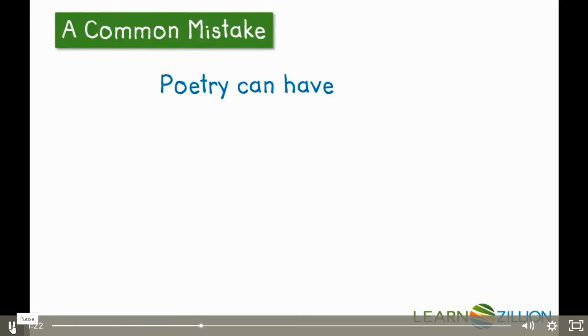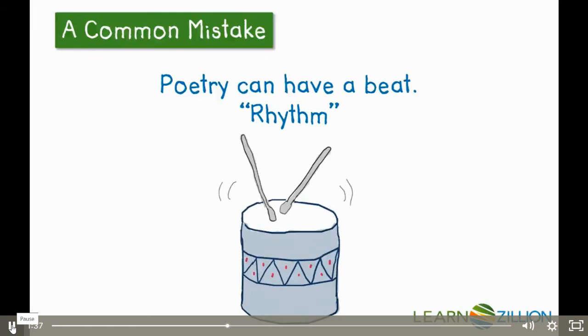Another common mistake is reading a poem just like you would read a newspaper article. You can't, though. Poetry, especially rhyming poetry, can have a beat. This beat is known as rhythm. Just like songs use drums to help keep the beat of the music, rhyming poems need your voice to keep the beat of the rhymes. We'll have to keep this beat in mind as we look at a poem called Casey at the Bat by Ernest Lawrence Thayer.